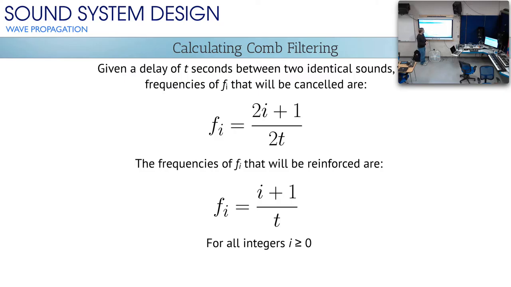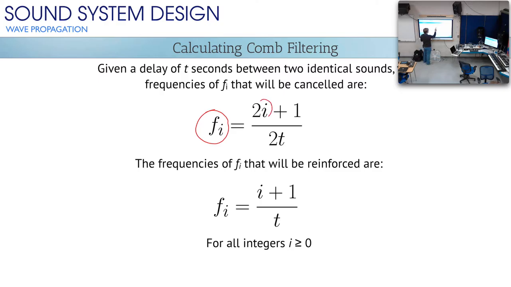So just to explain some of these variables, f_i is frequency of some integer i, 0 to whatever. So frequency 0, frequency 1, frequency 2, frequency 3. So frequency 0 is the first frequency that would cancel out. Frequency number 1 would be the second frequency that would cancel out. Frequency number 2 would be the third, and so on and so forth. Okay, so that's what that means.